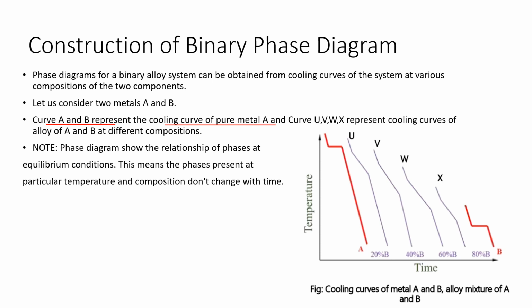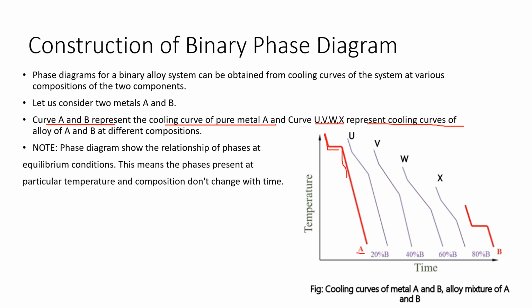Curves A and B represent the cooling curves for pure metal A and pure metal B. The curves U, V, W, X represent cooling curves of different compositions of A and B. If we look at curve A, this is the pure solution of metal A.